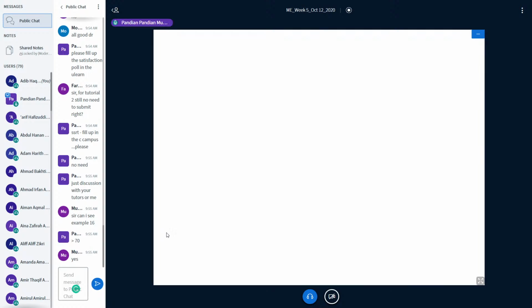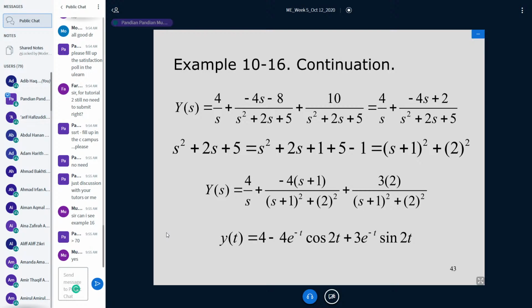So you put inside here. So this 4S and then minus 4S minus 8, S squared 2S plus 5. And this one is the same. This one, same. So 10 minus 8 is 2. So we already simplify this. This is the final form, because this is same. Minus 4S is there.